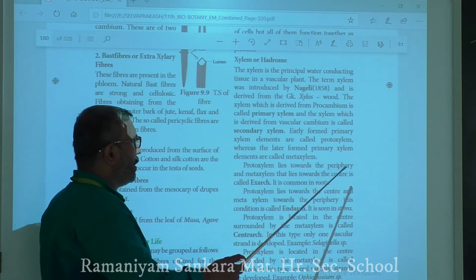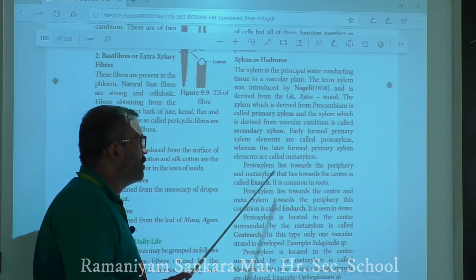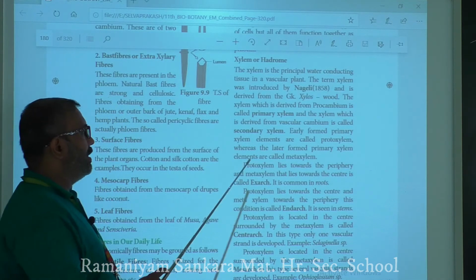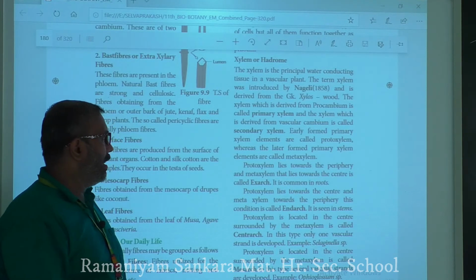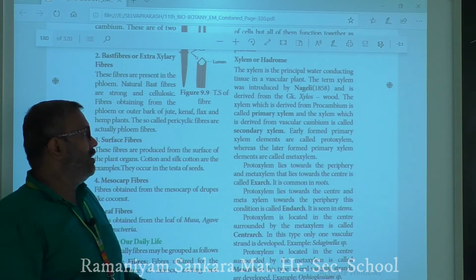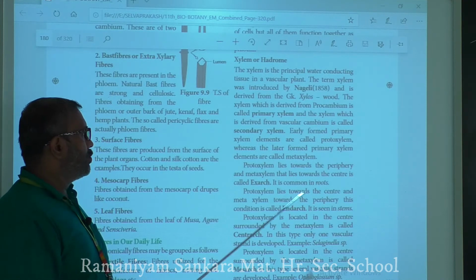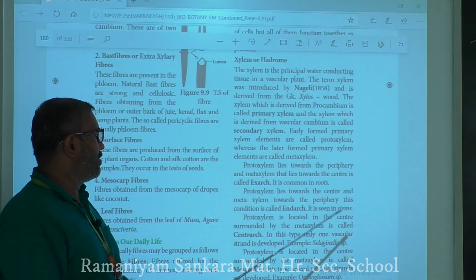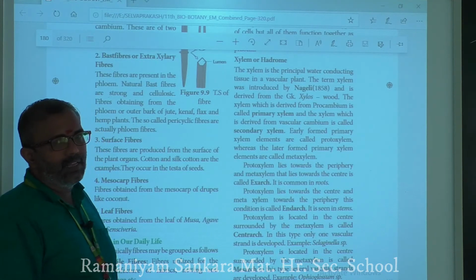Protoxylem lies towards the periphery and metaxylem towards the center; this condition is called exarch. They will ask two more questions: exarch and endarch. Protoxylem means early formed xylem, metaxylem means later formed xylem. So protoxylem lies towards the center and the metaxylem towards the periphery; this condition is called endarch. So exarch and endarch are very important.